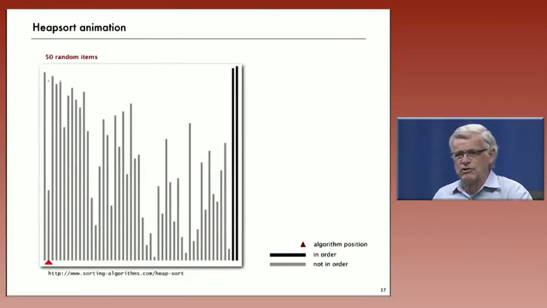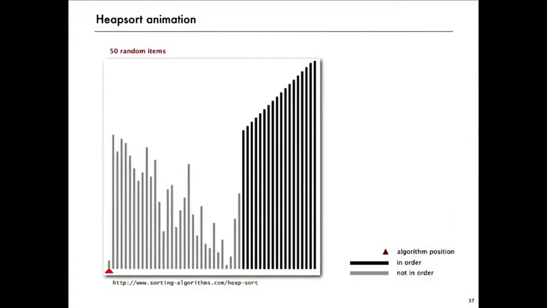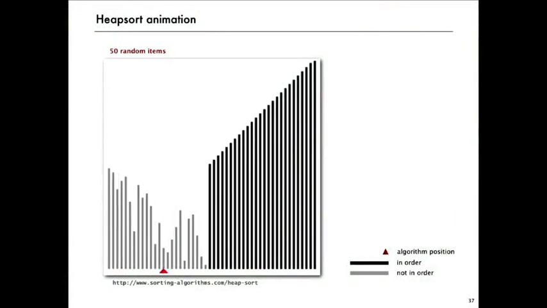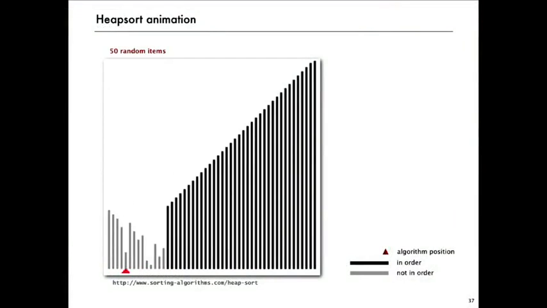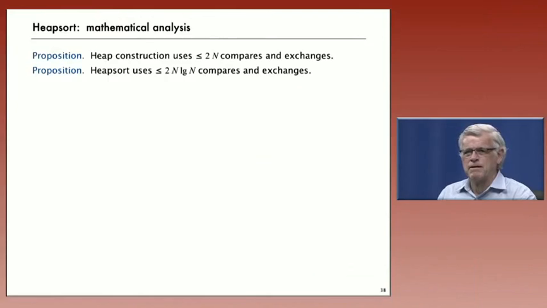That's a trace. Let's look at an animation. Animation of Heapsort is interesting to watch. The construction of the heap happens in a blink, and now it's pulling off the largest elements moving from right to left. So again, a very efficient way to get a sorting job done. So what about the mathematical analysis? Mathematical analysis for the heap sort part is pretty easy.